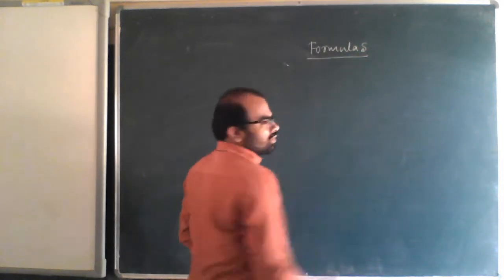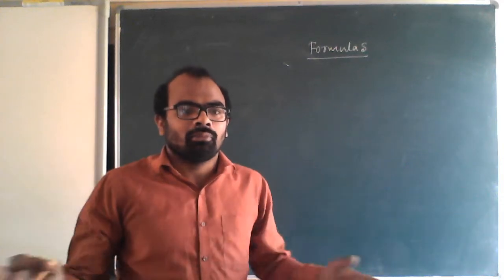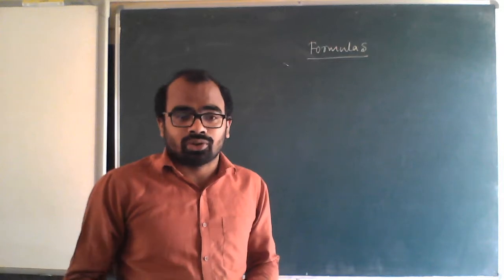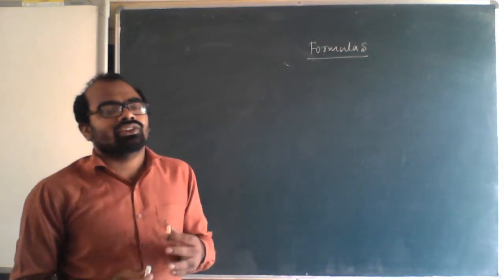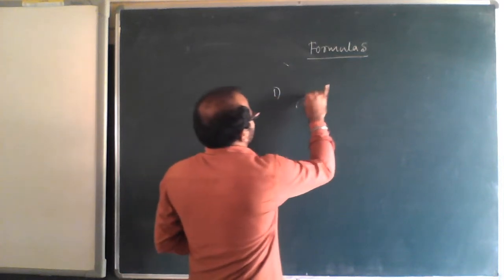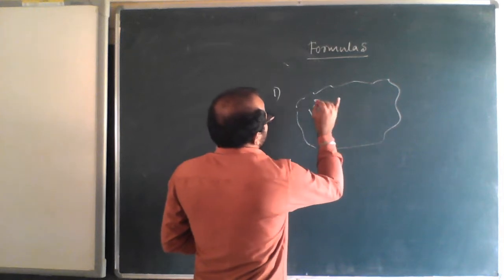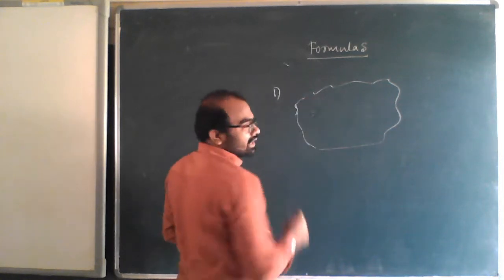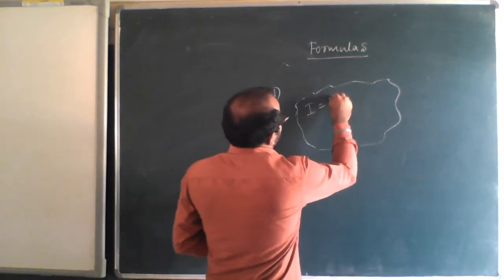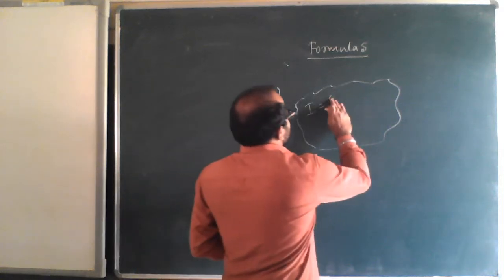It is difficult to remember the formulas if you completely make it in one chart, or if you want to remember it in one shot. But rather than that, you make two to three groups. So what is my first formula? That is the electric current formula: I is equal to Q by T, charge by time. So this is my first formula.